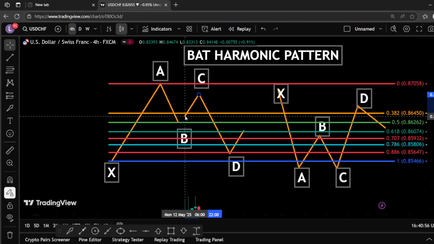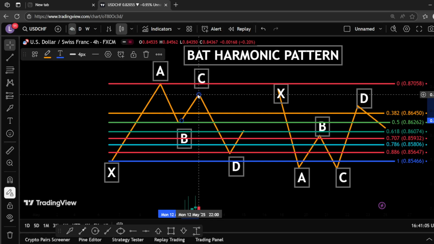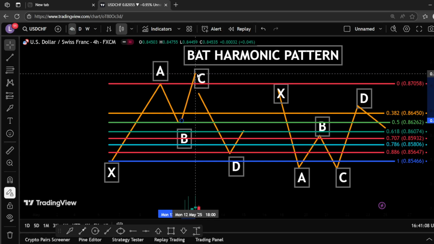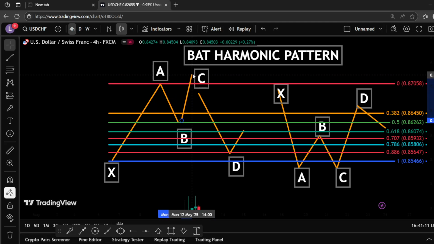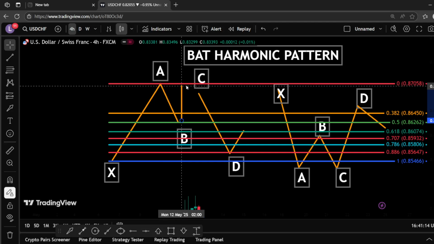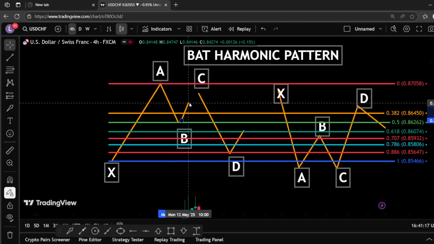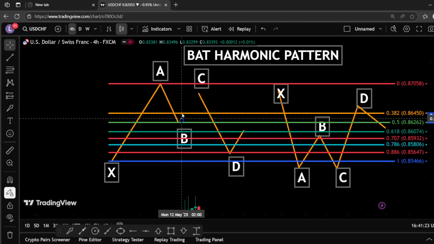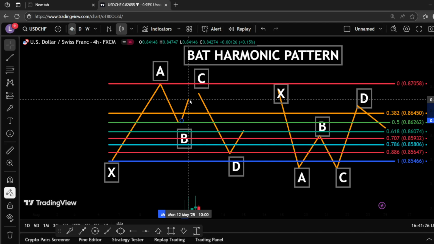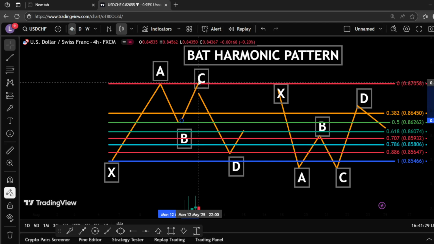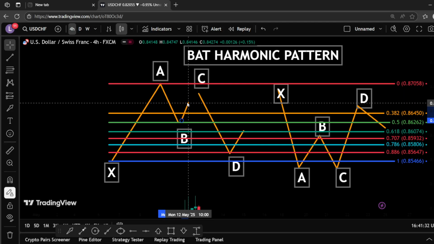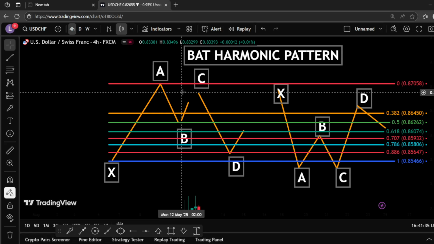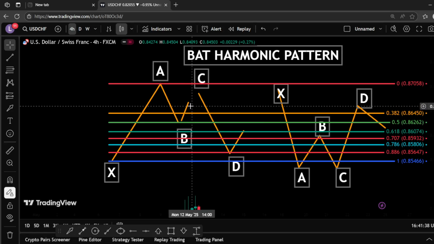The C leg, this B to C leg here, must not break A. This leg must not break the high of the A. It may retrace half of A to B like this, for example, but it must not break the A. So let's say, for example, it's closed here. Let's say it retraced here.